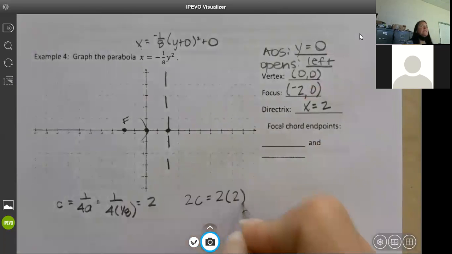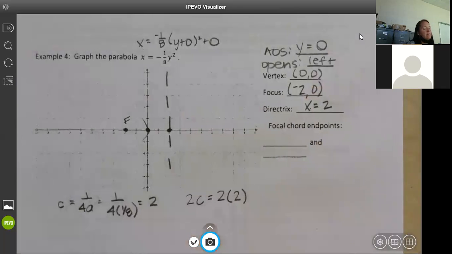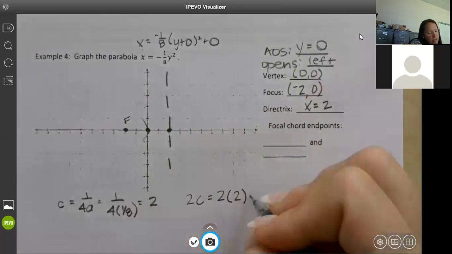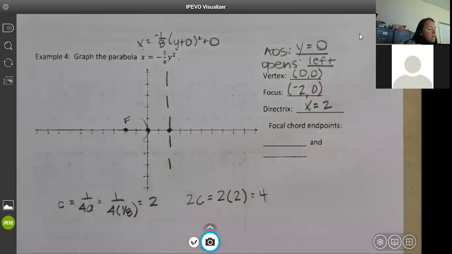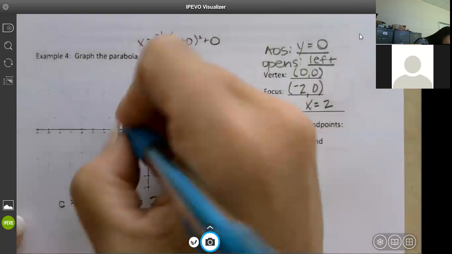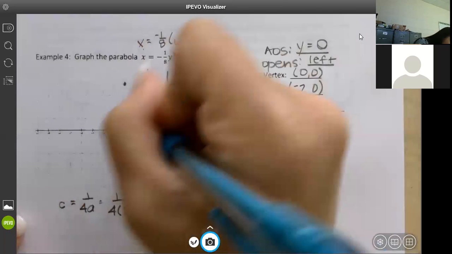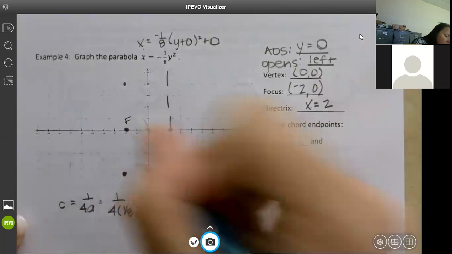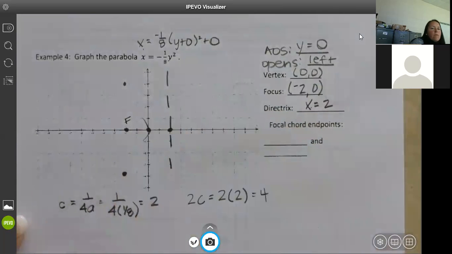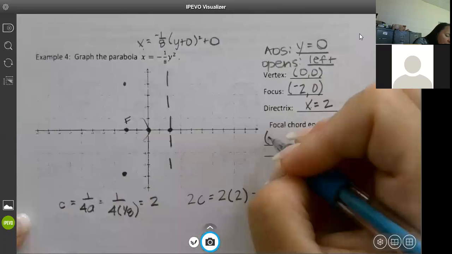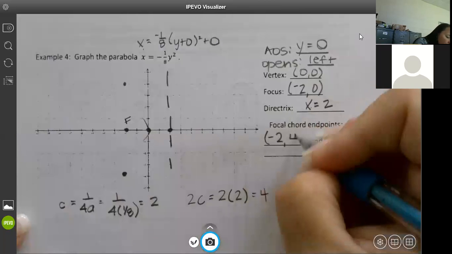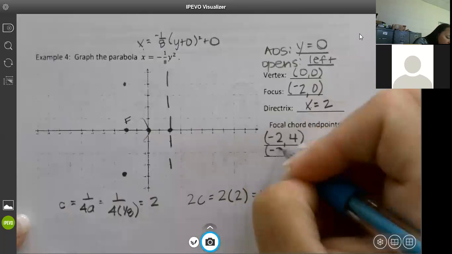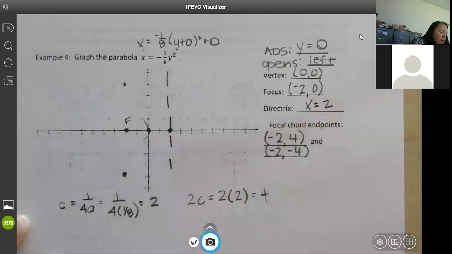Focal chord endpoints: I'm going to take 2c, or 2 times 2, which is 4. And from my focus, I'm going to go up 4 and down 4. Those two coordinates: I went left 2 and up 4, and I went left 2 and down 4.